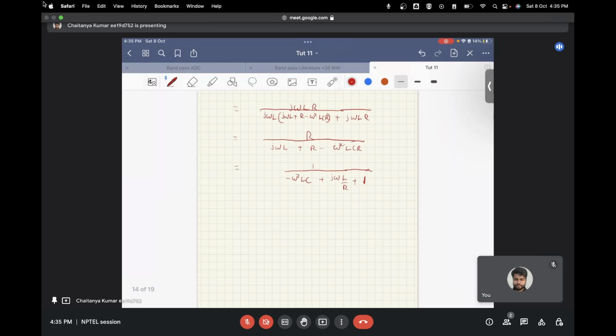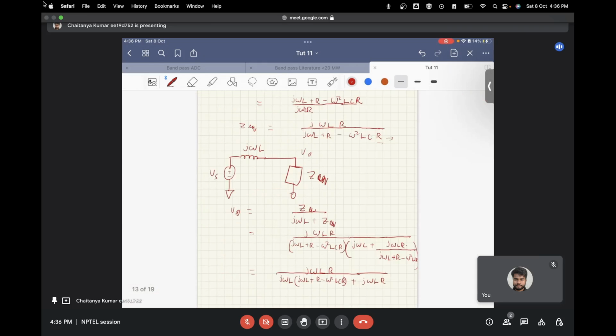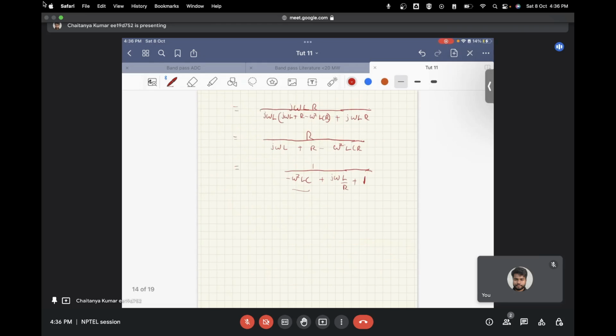So again, the sanity check. All are dimensionless quantities. Omega square LC is dimensionless. J omega L, which is an impedance, divided by R, which is again an impedance, is dimensionless, and one is also dimensionless. So this complete equation is dimensionless, and since it's a ratio of the input voltage and the output voltage V out, it has to be dimensionless, so it's correct.